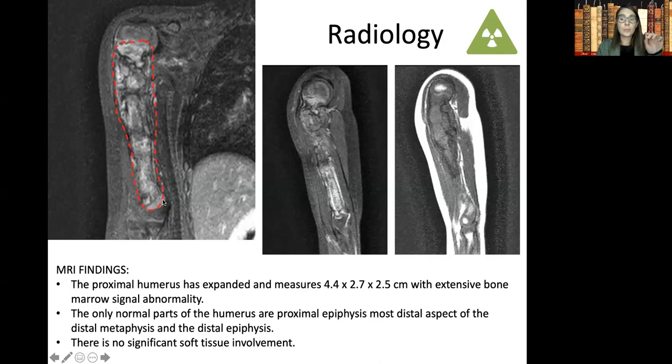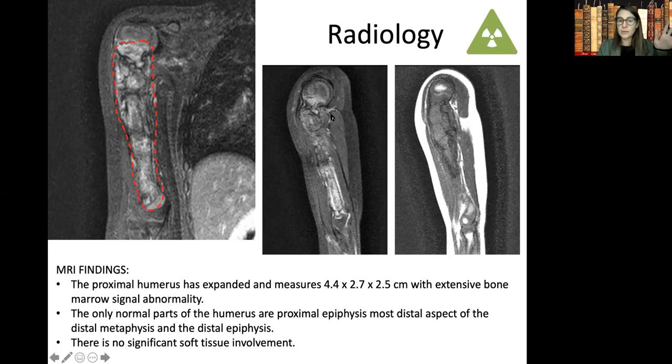The radiographic report reads that the proximal humerus has been expanded, measuring 4.4 centimeters, with extensive bone marrow signal abnormality. And I think you can appreciate that on this MRI. The only normal parts of the humerus are the proximal epiphysis and the very distal epiphysis seen down here. There was no significant soft tissue involvement. So all of these are critical for our evaluation of the case.